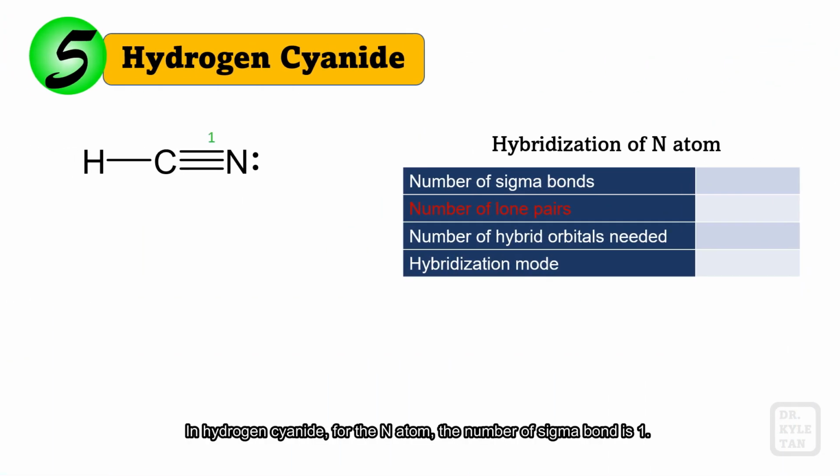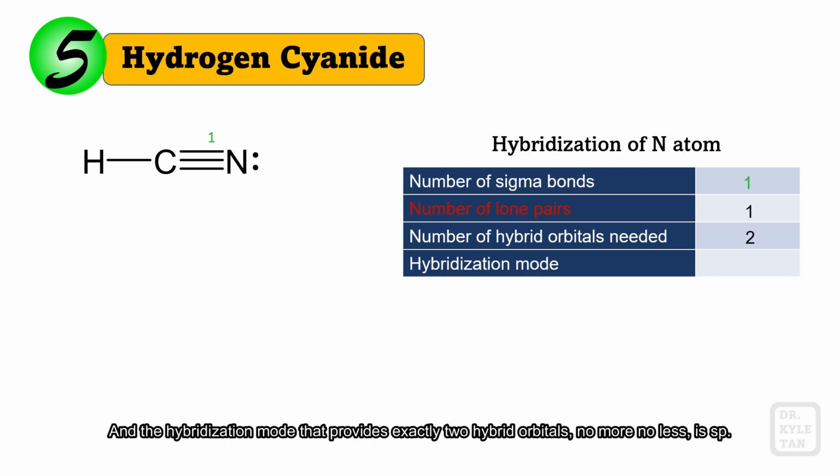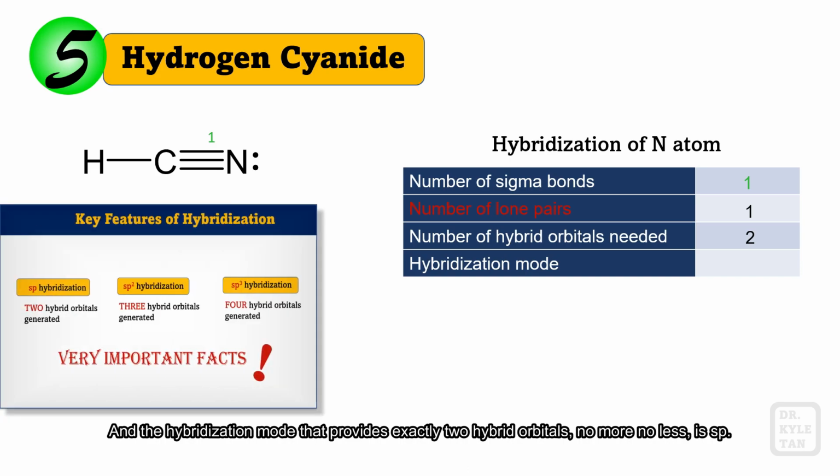In hydrogen cyanide, for the N atom, the number of sigma bond is 1. The number of lone pair is 1. The number of hybrid orbitals needed is 1 plus 1, which is 2. And the hybridization mode that provides exactly 2 hybrid orbitals, no more, no less, is sp.